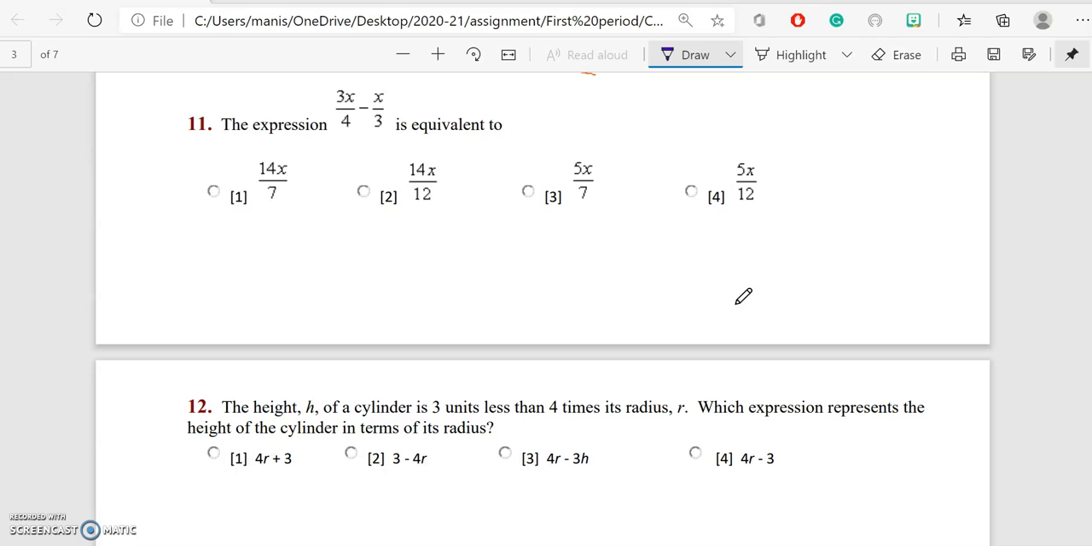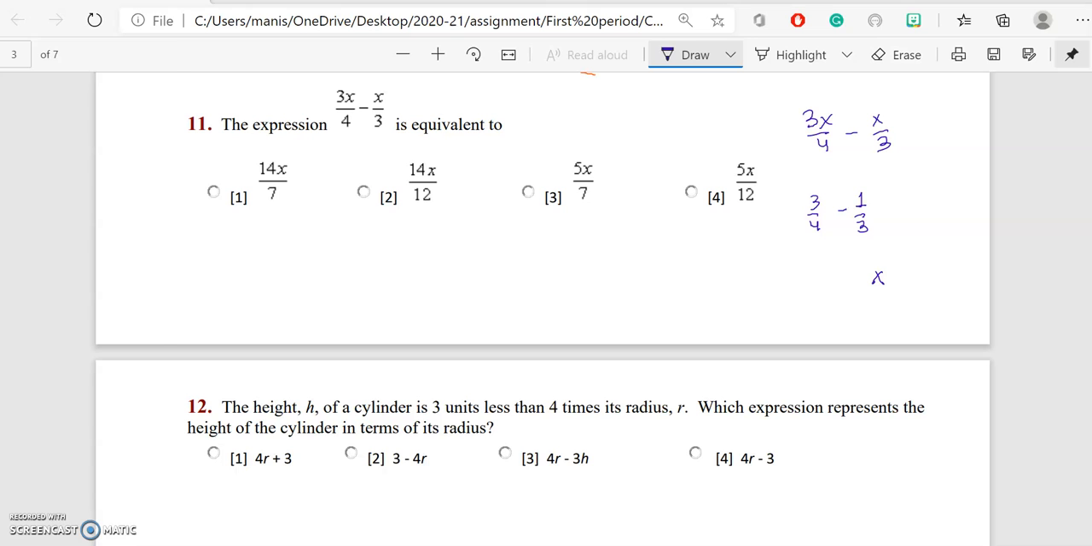The expression 3x over 4 minus x over 3 is equivalent to. The question is asking us to simplify this. You can do this by two methods. First method: since both terms have x, you can remove those x and write it like this: 3 over 4 minus 1 over 3. Type this in the calculator. Whatever answer it gives you, you can put x on the back of this.